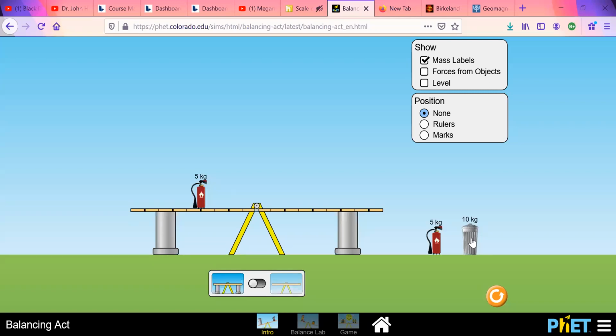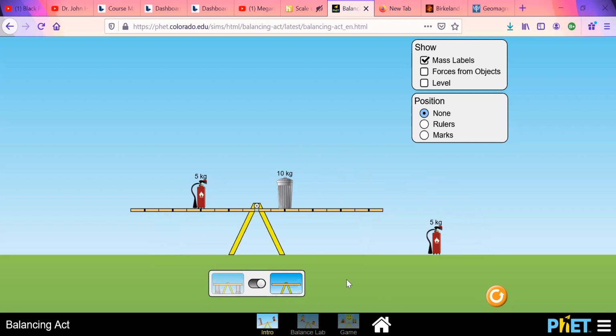Okay, well, let's just assess this real fast. This 5 kilogram mass is going to be at 2 centimeters. So 5 times 2 is 10. So in order to balance this 10 kilogram mass over here, where do I need to place the 10? At 1. So 10 times 1 is 10. Let's check it out. Booyah.